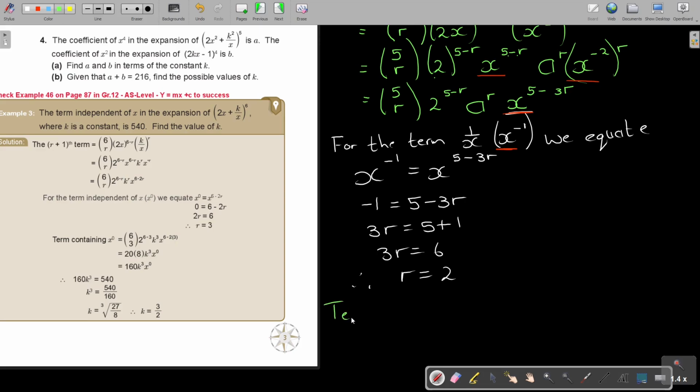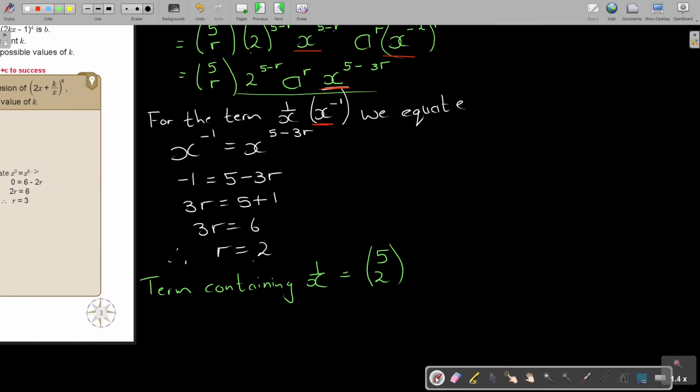So the term containing 1 over x. Okay, and now I'm just going to say it's going to be this 2, so 5, 2, and now I just substitute it there. Okay, and let's just start with that process. So it's going to be 2, and it's 5 minus 2, a to the power of 2, and then x to the power, and this must be the same as the 1 over x. So 5 minus 3, 2.